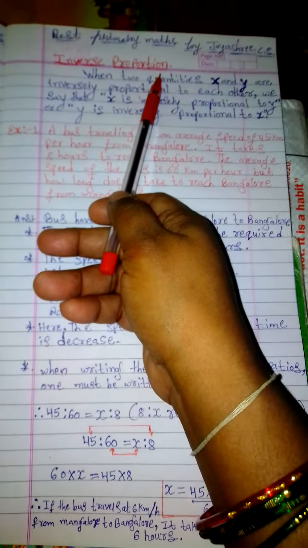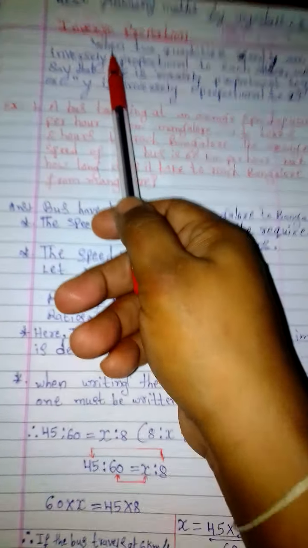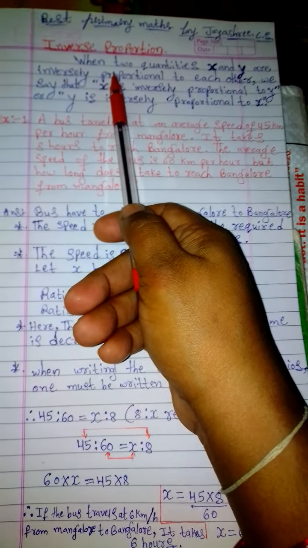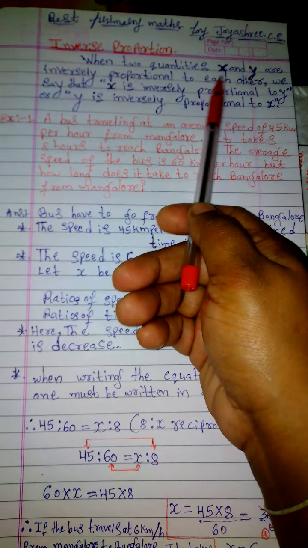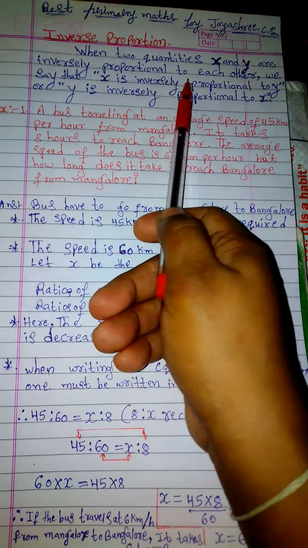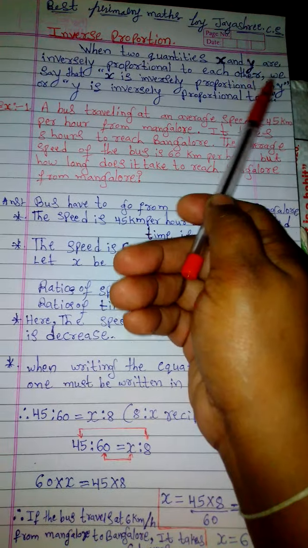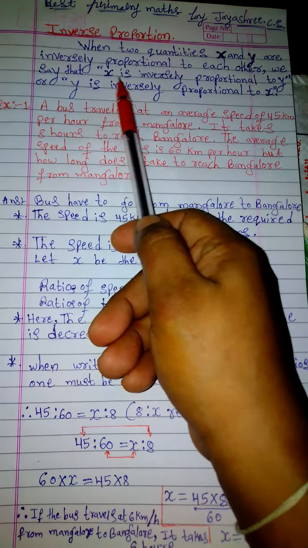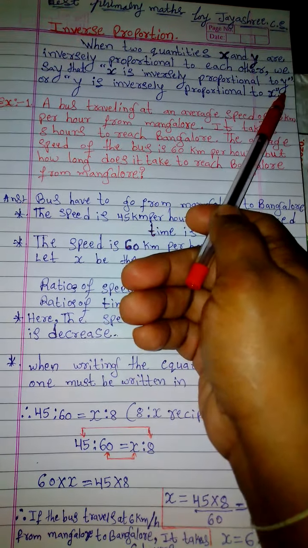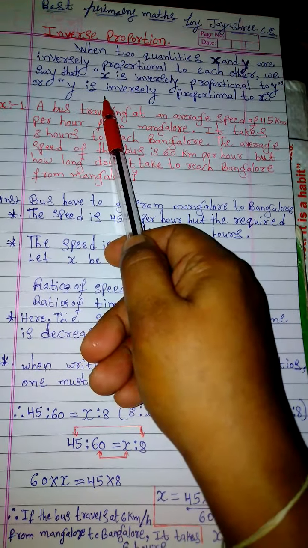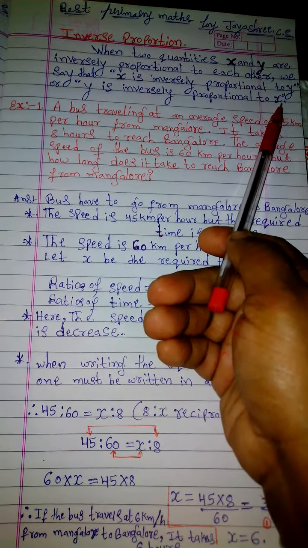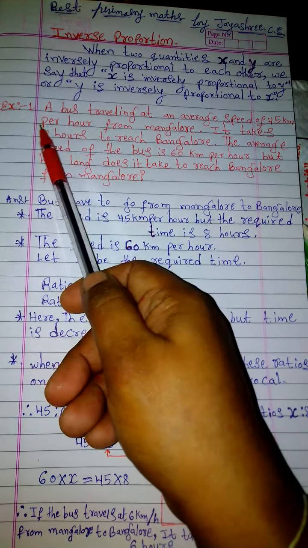Inverse proportion. The definition of inverse proportion: when two quantities x and y are inversely proportional to each other, we say that x is inversely proportional to y, or y is inversely proportional to x. Okay, let us start the example.